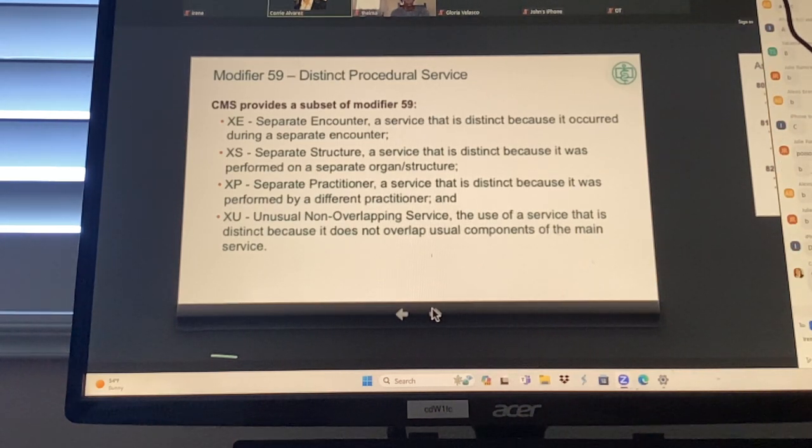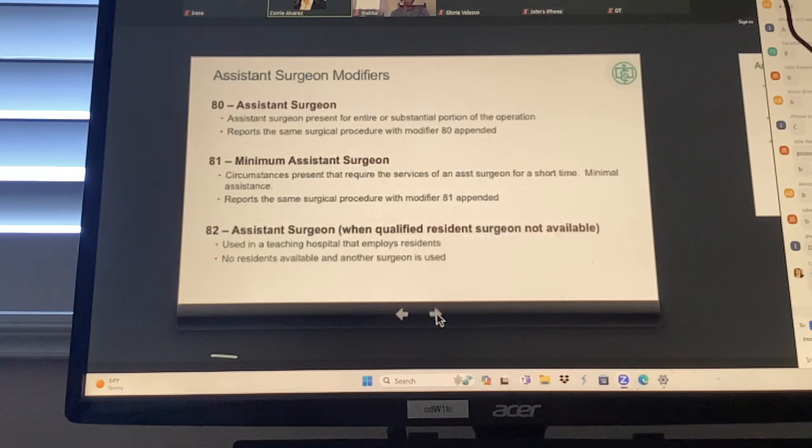I get a lot of returns for modifier 59 for better explanation. So if the carrier accepts the X codes, then you should use the X codes. You'll get a better return for them and not a rejection for more information. And these can be found on the NCCI edits on modifier 59. And here's some more.